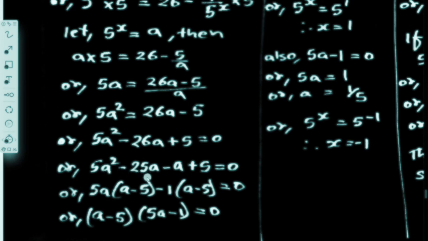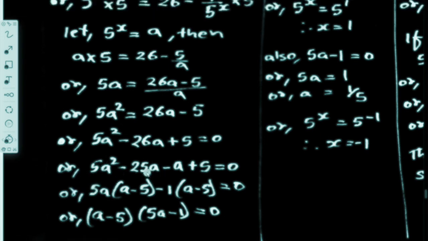5a square minus 26a plus 5 is our expression, and from this expression we can get the value only after factorizing it. To factorize, the middle one should be broken into two parts. 5a square minus 25a, this 26a has been broken into two parts, 25a minus a plus 5 equals 0.